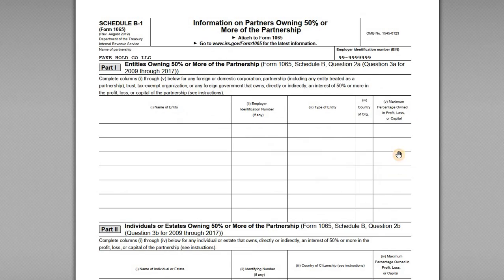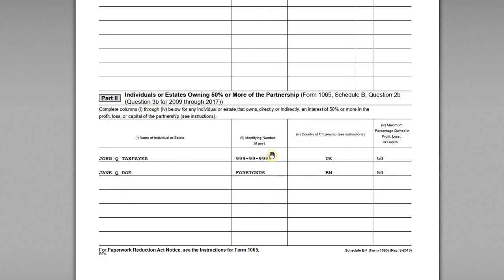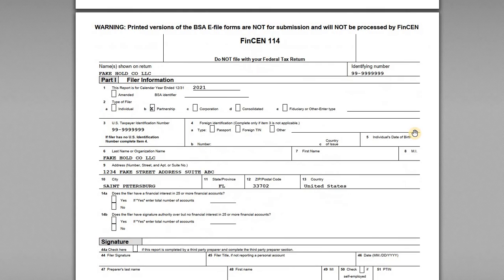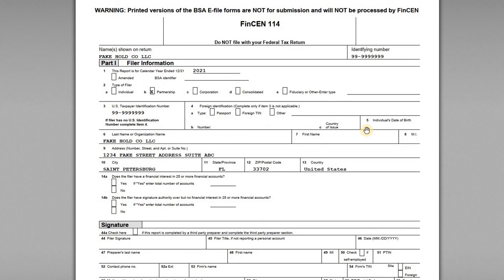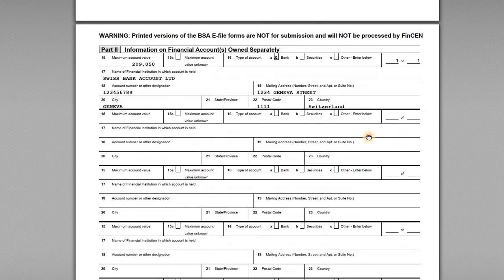There's our Schedule B-1 for information on partners owning 50% or more of the company. So we've got John and Jane there. Jane is a non-resident, right? So she doesn't have a tax ID number. So we use Foreign U.S. as a placeholder. Country of citizenship is Bermuda. 50% of the company is owned by her. There's our FBAR. All right, so we filed our FBAR to report our interest in the foreign bank account, so nothing too strange there.